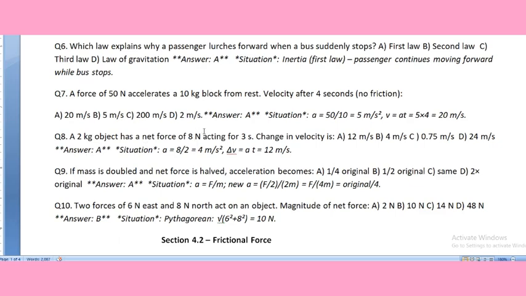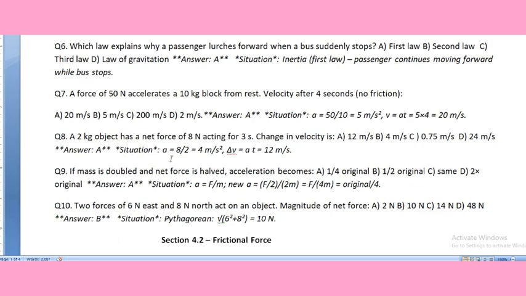The next question, question number 8. A 2 kilogram object has a net force of 8 Newton acting for 3 seconds. The change in velocity is, choice A, 12 meter per second, choice B, 4 meter per second, choice C, 0.75 meter per second, choice D, 24 meter per second.